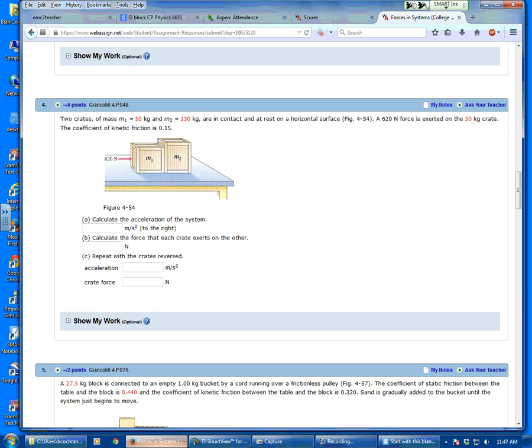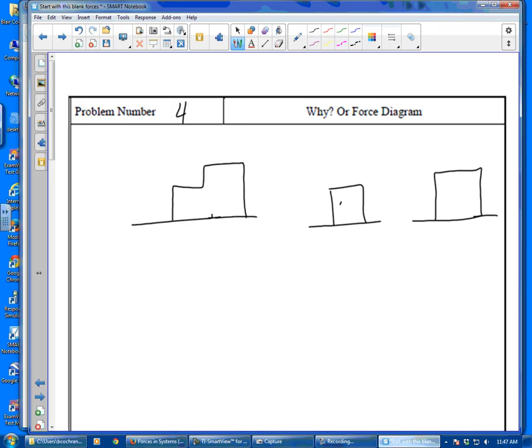Okay, let's see. Mass 1 is 50 kilograms, mass 2 is 130. I'm going to actually write that right in here this time. That's another way you could do it, just writing the masses right in them. So what's the mass of the system? 180 kilograms, right? We haven't been including the inertia or the mass in the system, or the others. You could, if you wanted to.